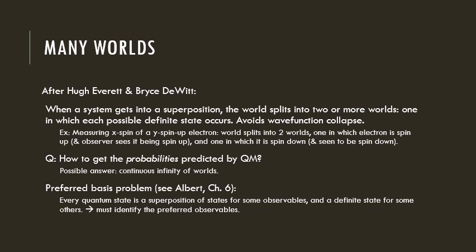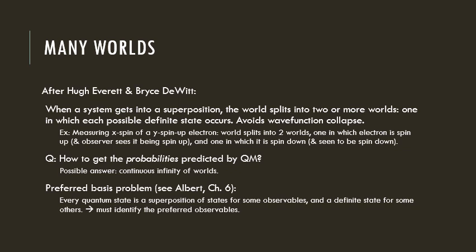This avoids having to have a wave function collapse, and so then you don't have to answer questions about what induces the collapse and why observers and measuring devices are so special. So for example, if you have a y-spin up electron and you feed it into an x-spin box, thereby measuring its x-spin, what actually happens according to Everett and DeWitt is the world splits into two worlds. There's one world in which the electron comes out being x-spin up and another world in which it comes out being x-spin down. And in the first world, the observers in that world see the electron to be x-spin up. In the other world, they see it to be x-spin down.